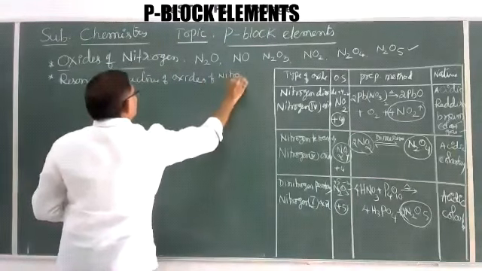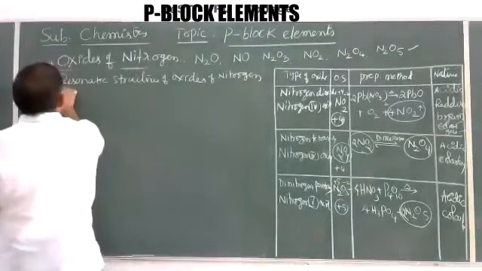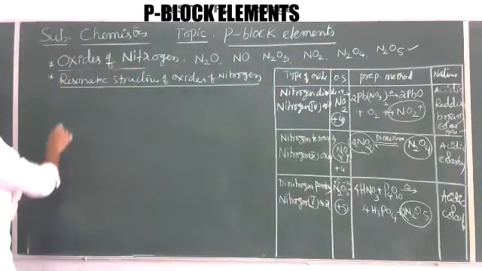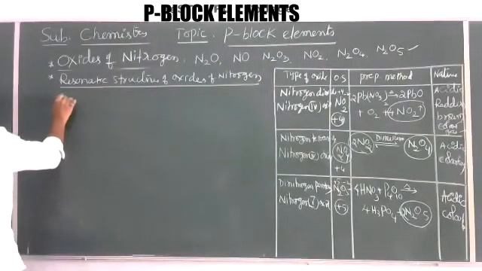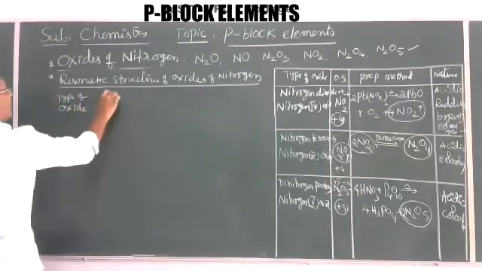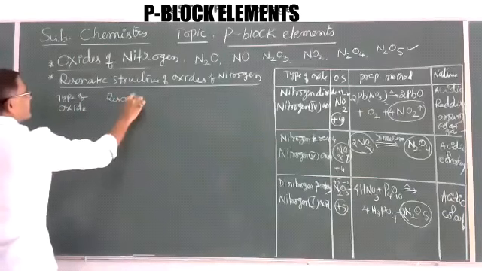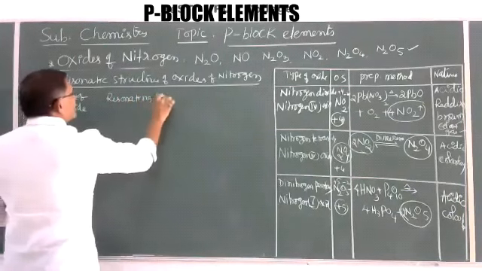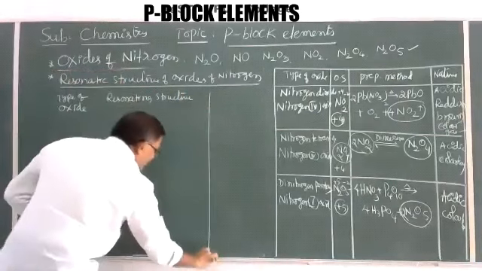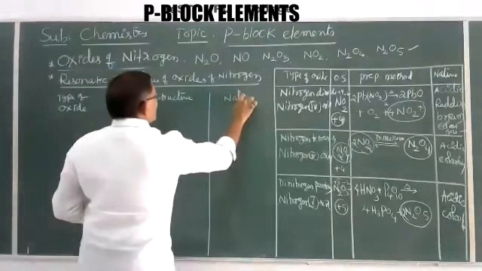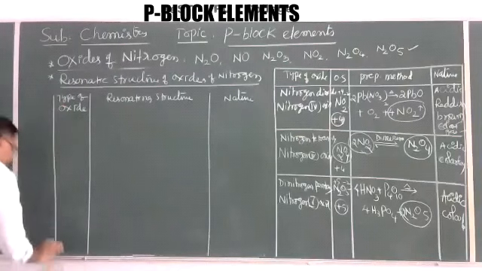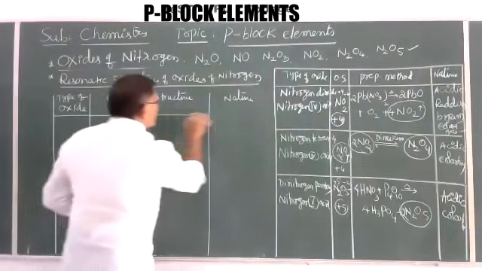We know 6 important oxides of nitrogen are there. Just like the preparation method, I'll create one table for resonating structures: type of oxide, resonating structures of the corresponding oxides, and its nature generally. Here, type of oxide, the first oxide we know is N2O.